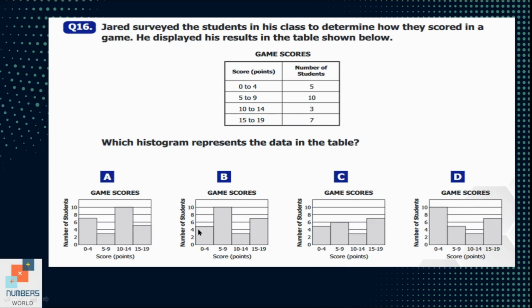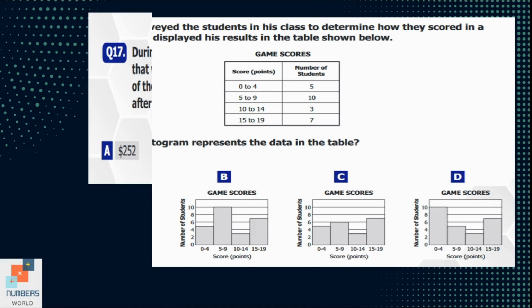In option B, the first bar is ending between 4 and 6. That is 5. So 5 students have scored from 0 to 4. That is correct according to the table. Then 10 students could make points from 5 to 9. That is also correct. Similarly, the third and fourth bars are also representing the correct data. Like 3 students could make points from 10 to 14, and 7 students could make from 15 to 19. So option B is the correct one.